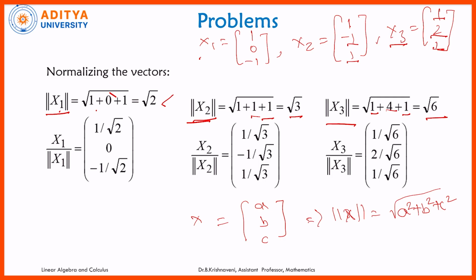So, the normalized form is x1 by norm x1. What we need to do here is divide each element of the vector by its norm, which gives the normalized form of the vector. So x1 by norm x1 gives the normalized form of the vector x1, that is 1 by root 2, 0 by root 2, minus 1 by root 2. x2 by norm x2 is 1 by root 3, minus 1 by root 3, 1 by root 3. x3 by norm x3 is 1 by root 6, 2 by root 6, 1 by root 6.